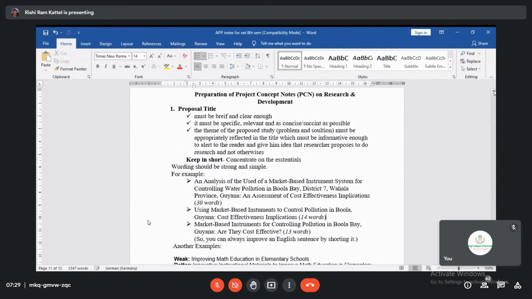The proposal title must be brief and clear enough. It must be specific, relevant, and as concise as possible. The theme of the proposal study must be appropriate and reflected in the title. Keep in mind that the essentials should be concrete, strong and simple. For example, a proposal title.